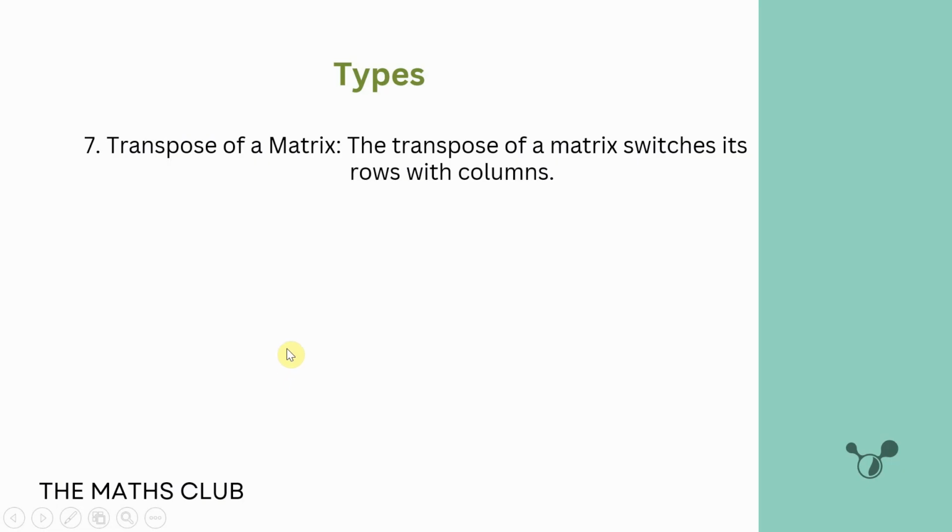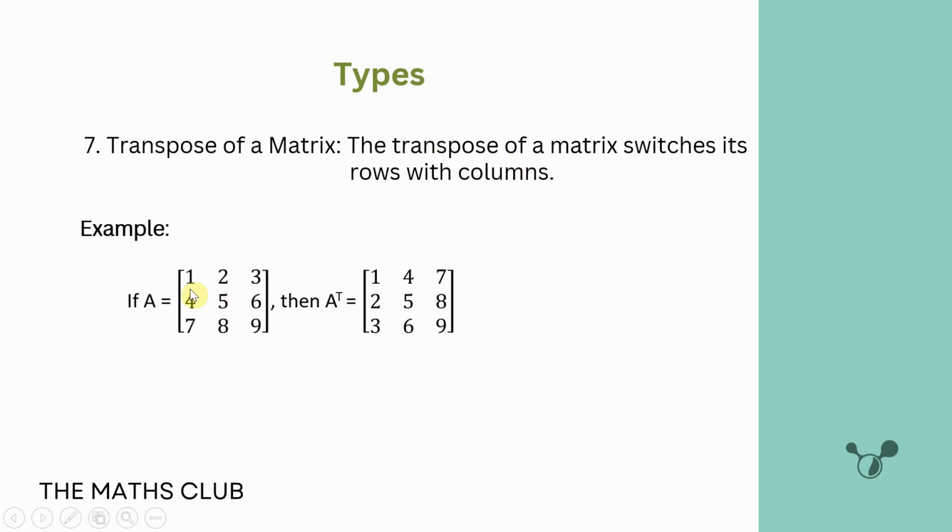The last type of matrix that we have is the transpose of a matrix. So what is the transpose? Trans means that it's changing form. You can see this trans is changing position. Trans, change, pose, position. So the transpose of a matrix switches its rows with its columns.